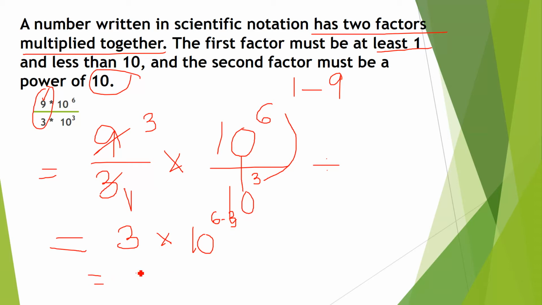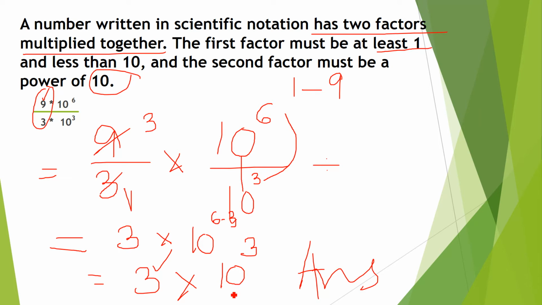So it is 3 multiplied by 10 raised to power 6 minus 3, which is equal to 3. So this is the answer. This is the division of scientific notation. Again, the answer is in scientific notation, which says it has two factors. The first factor should be less than 10, which is 3. The second factor should be a power of 10, which is 10 raised to power 3.